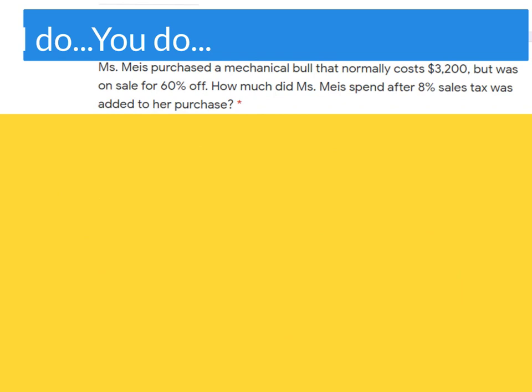The last problem, Miss Mice purchased a mechanical bowl that normally cost $3,200 but was on sale for 60% off. How much did Miss Mice spend after 8% sales tax was added to her purchase? Again, it's a percent problem, so I'm going to set up my percent proportion. Now I realize there's two different things that happens here, and so you need to understand that you have to do them as two separate things. You can't say, well, it went down 60 and up 8, so that's the same as down 52%. It's really not, because those would be off two totally different prices.